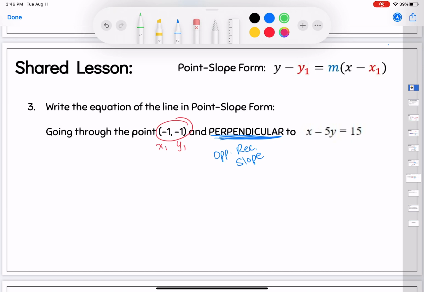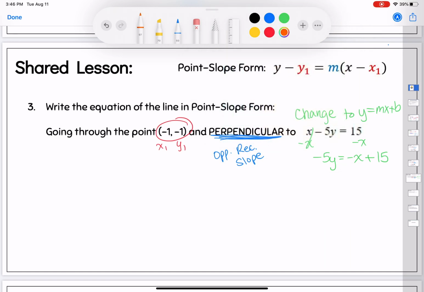I need to change this to y equals mx plus b if I am going to find the slope, right? So I need to do some work before I can actually pull the slope out. So, okay, y equals mx plus b. I'm going to have to subtract x from both sides. I get -5y equals -x plus 15. Watch your negatives there. The x is negative, the 15 is positive.